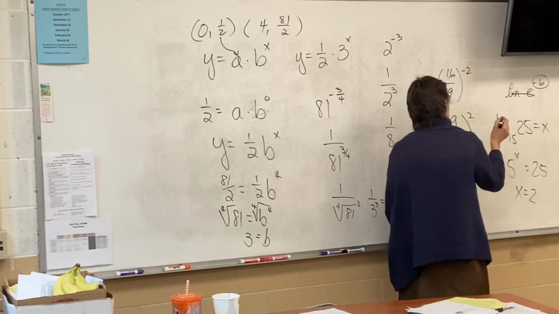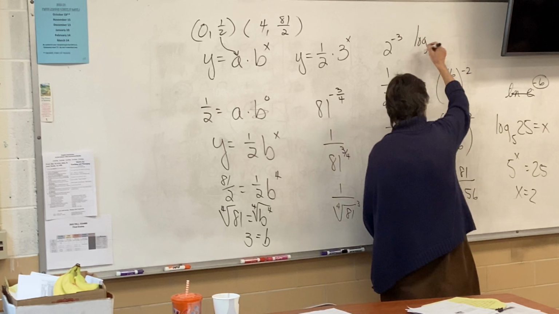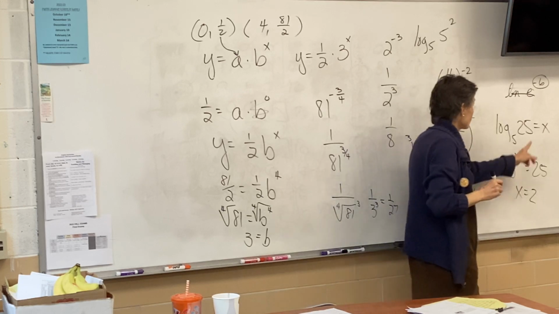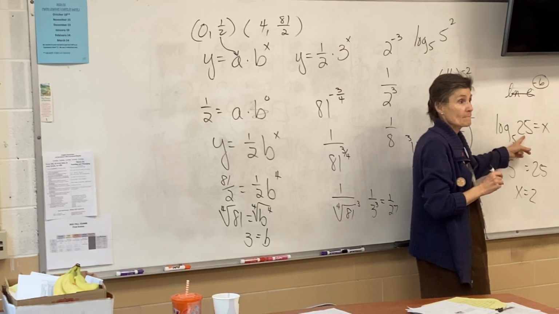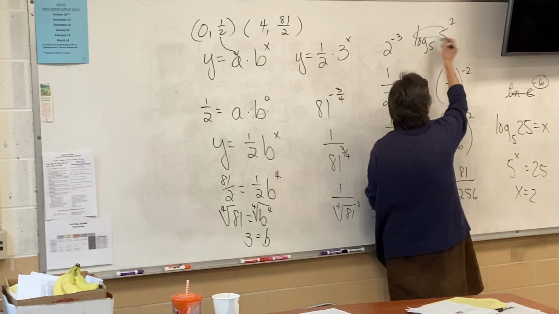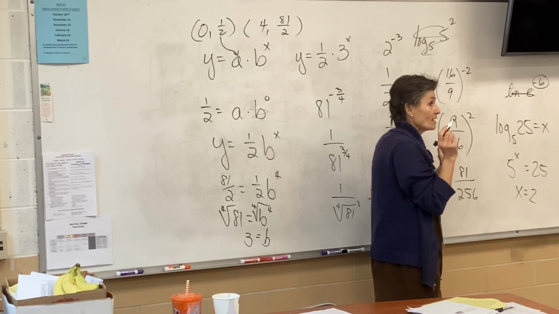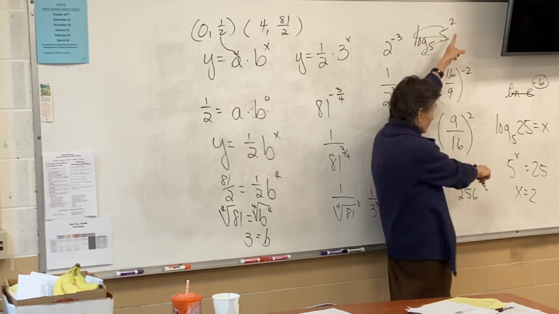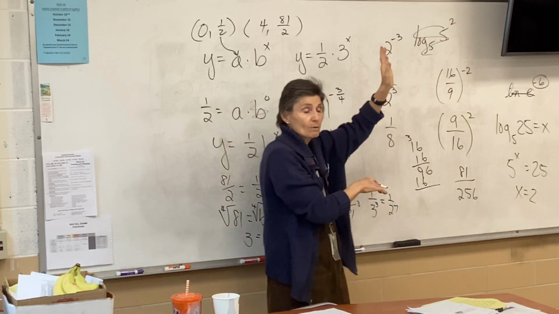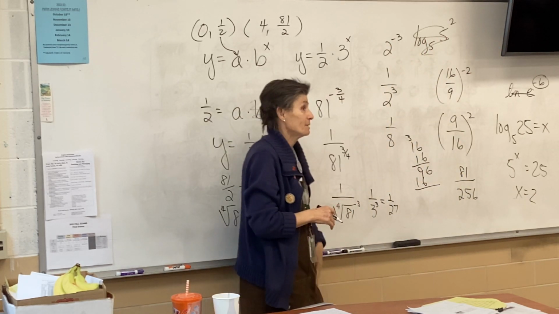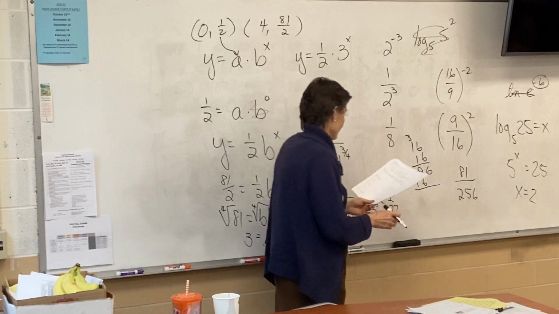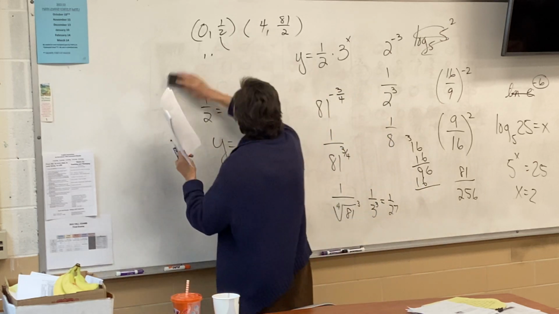Now, some of you may have wanted to rewrite your problem as 5 squared. Isn't 25 5 squared? So if you wrote log base 5 of 5 squared, those cancel out because the 5's match, and the answer is 2. It doesn't matter how you do it, you can do either one of those ways, whichever way makes sense to you, but the answer's 2. Okay?